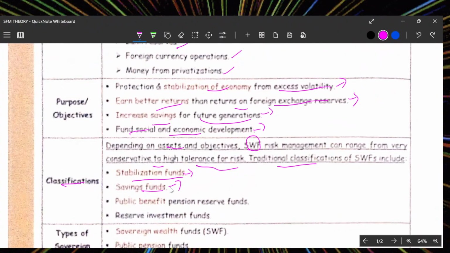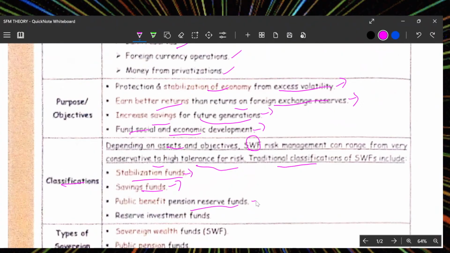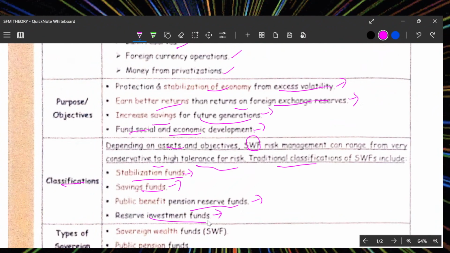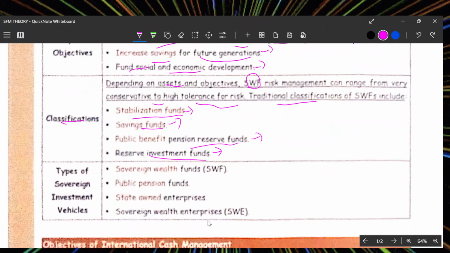Savings fund: not only should we issue bonds, we should buy bonds of the country so we can save more. Public benefits pension reserve fund: how do we protect the old-age people of our country, by providing a pension fund to protect them. Reserve investment funds: as per the requirement, to create a sovereign national fund.